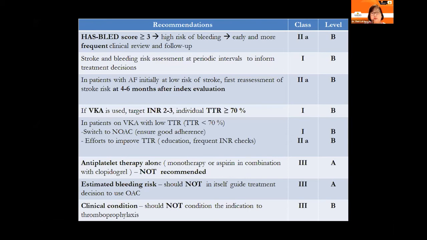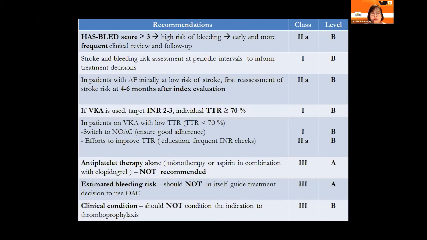And the patient with AF with a low risk of stroke, first assessment of the stroke risk at 4 to 6 months after the index evaluation. That is the class 2A indication, because you may be assessing a patient with the age of something like 74, 74.5 years. Maybe in 6 months time, he or she will be 75, and the risk will be added 1 score. That is why after index evaluation, you should assess the risk again at 4 to 6 months interval at clinic visits. If the vitamin K is used, the INR should be 2 to 3, and time in therapeutic range should be more than or equal to 70%.